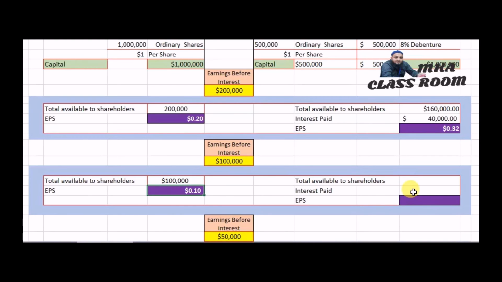So at first this company will pay its interest, that is 40,000. Then what will happen to its available income? It is clear that this is our income, 1 lakh minus interest paid, that is 60,000 taka available earnings for the shareholders. So what will happen to our EPS? This is our earnings 60,000 divided by the number of ordinary shares, 5 lakh. So it is still greater than the unlevered company, that is 12 cents. Earning per share is 12 cents.